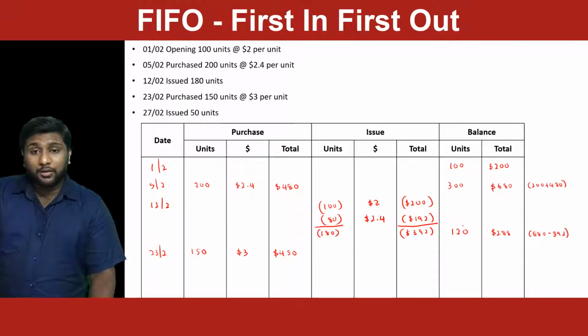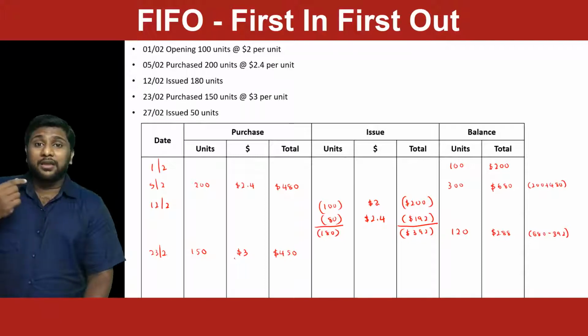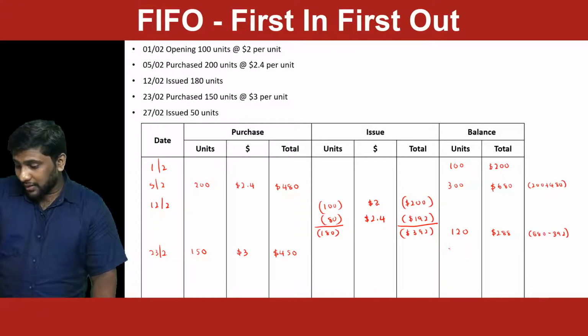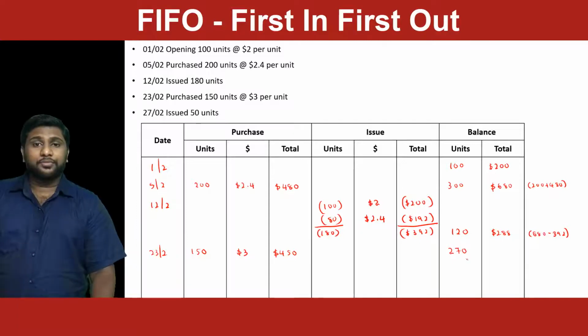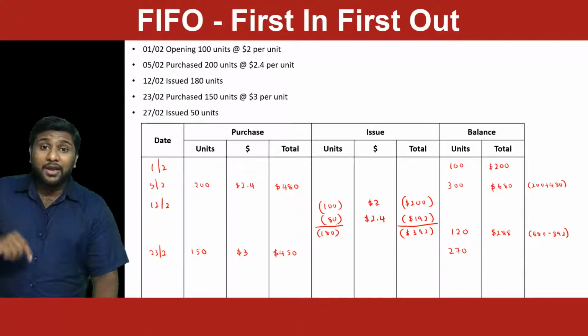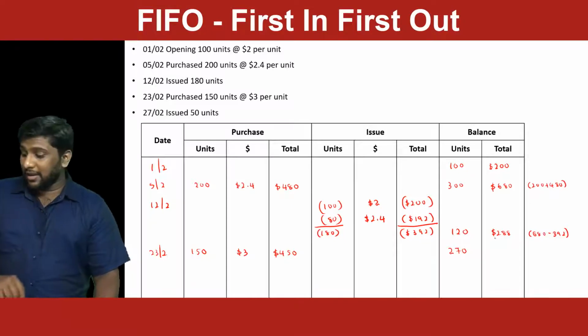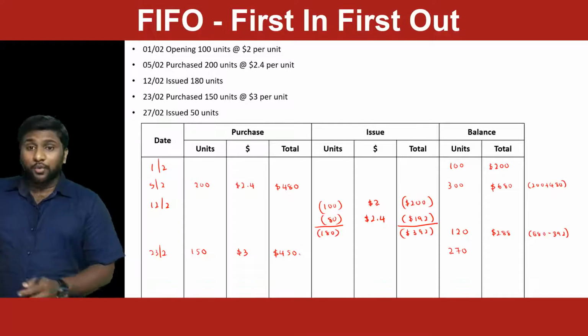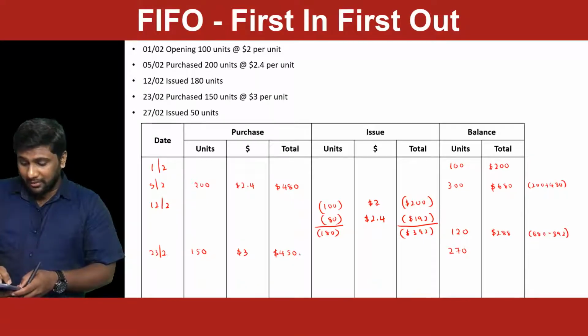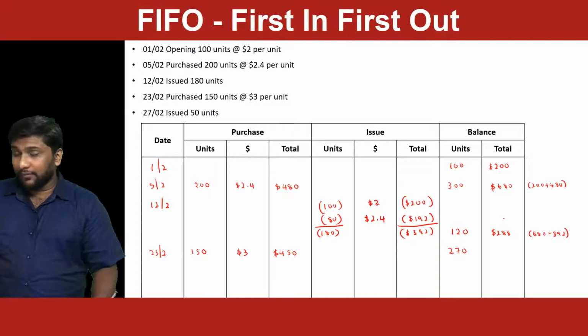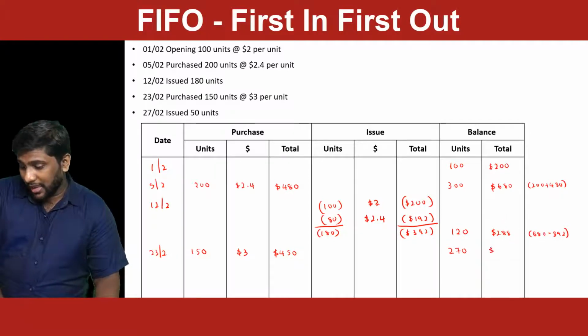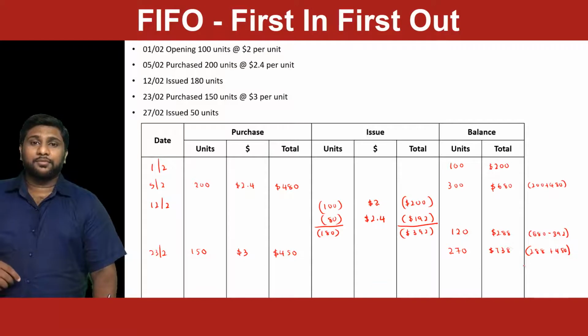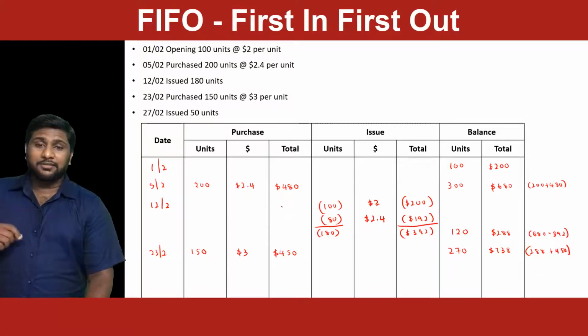Now let's go to the balance column. Already you had 120 units. Now you are purchasing another 150. So your number of units will go up to how much? 270. Before the purchase, you had inventory which had a value of 288. Now you are purchasing inventory which has a value of 450. So what should the new value be? 288 plus 450. You are getting a value of $738. So I'll write and keep it here: 288 plus 450.